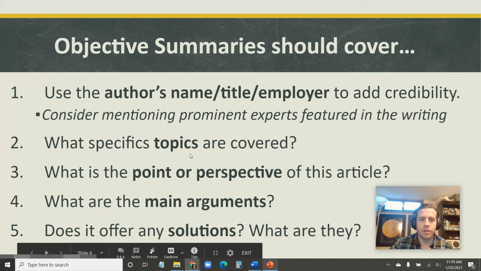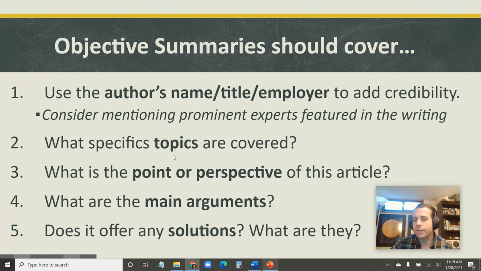And then these other 4 points, also important. So number 1, get to the specific topic that's covered in this article. So don't just tell me, hey, this article is about gun control. That's a huge issue, right? What specific topics are being covered in this article? So maybe the source that you found is just specifically talking about background checks.